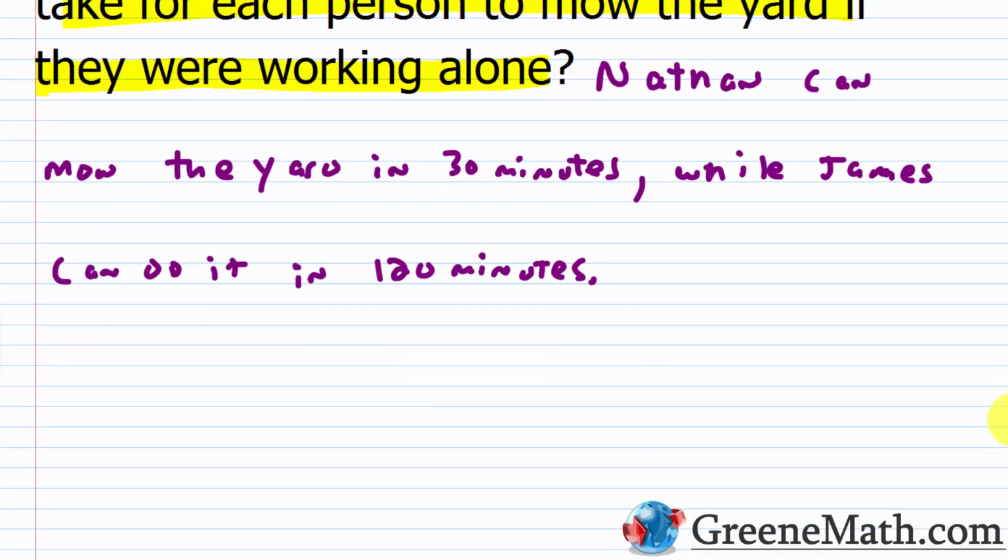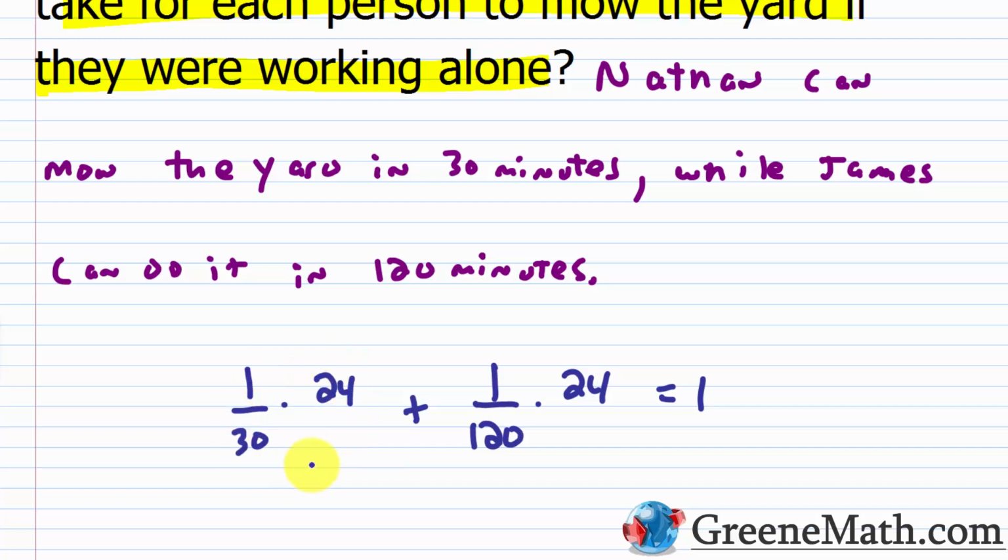So again, think about this. The amount of work that Nathan does is he's going to do 1 over 30 of that job every minute. So he's going to do this, again, if they work together for 24 minutes. And then if I add to this how much James does, he's going to do 1 over 120 of that job for every minute, and he's going to do that for 24 minutes. If I sum these amounts, I should get 1. This is the amount that Nathan does all the way to the left. Then we have plus, again, the amount that James does over here. Again, if I sum them, I should get 1.